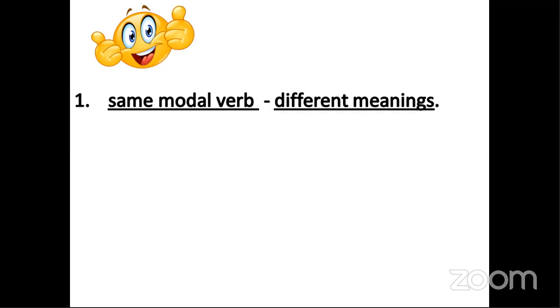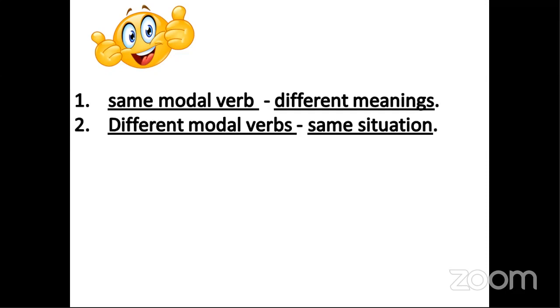And what was our second one? Remember the picture of the painting? This painting may be very old. This could be a very old painting. So the usage of may and could. Different modal verbs can be used in the same situation. Then what was our third one?